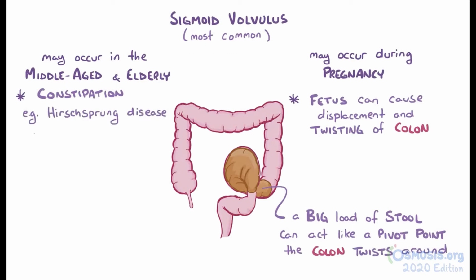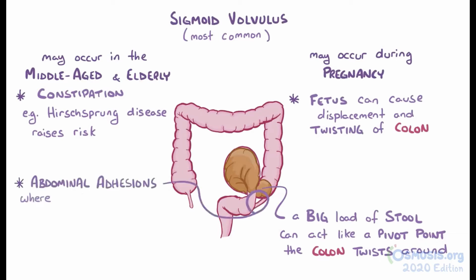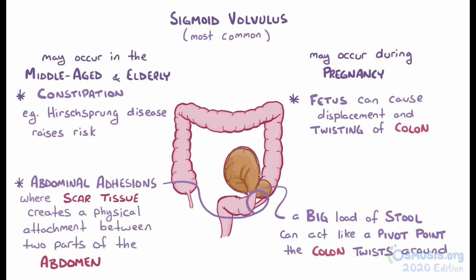Hirschsprung disease, which is a disease of the large intestine that causes severe constipation or intestinal obstruction, therefore raises the risk for developing sigmoid volvulus. In addition, there are also abdominal adhesions, where internal scar tissue creates a physical attachment between two parts of the abdomen, which again serves as a pivot point around which the colon can twist.